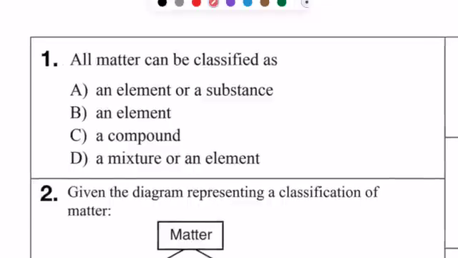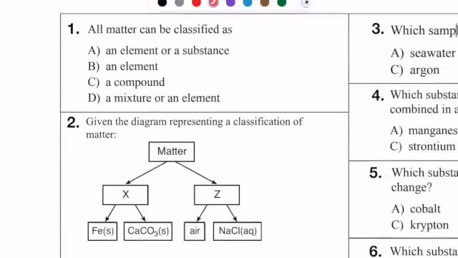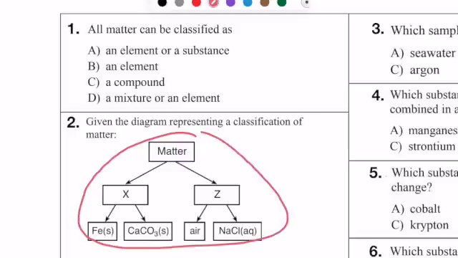If you look at the first one, all matter can be classified as... You can memorize this little chart that you see over here. Matter is in general classified as either a substance or a mixture. Substances are further classified into elements or compounds. Elements are the simplest type of substances, and compounds are made of multiple different elements.